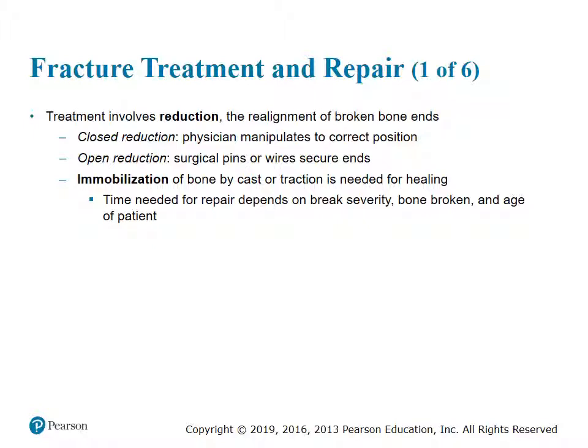Sometimes we can have a closed reduction where the bone doctor or the orthopedist will actually manipulate that into the correct position, and sometimes we have to utilize tools like pins, wires, sometimes screws. Screws don't get used as often anymore, or plates to actually get the bone into alignment, and then we call that an open reduction. So closed versus open reduction. When we immobilize a bone, that's crucially important for healing, is not to use the bone and keep it in that alignment so healing will occur.